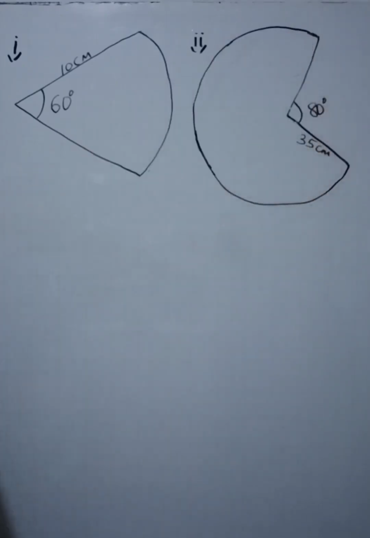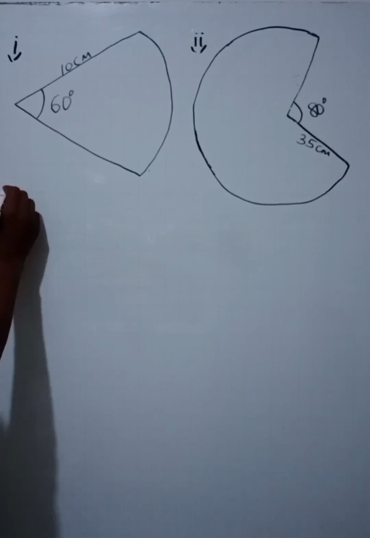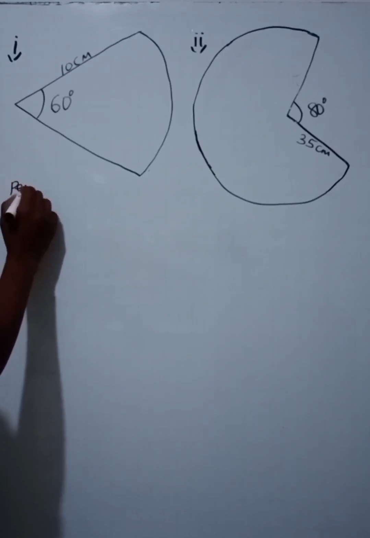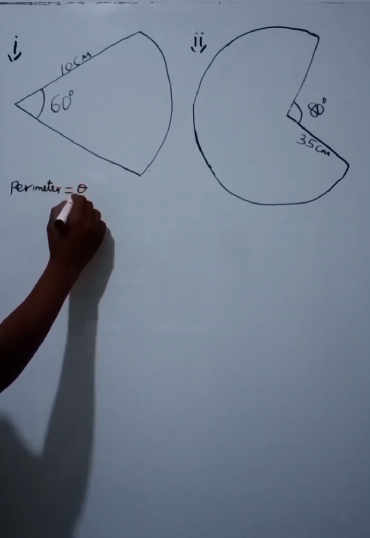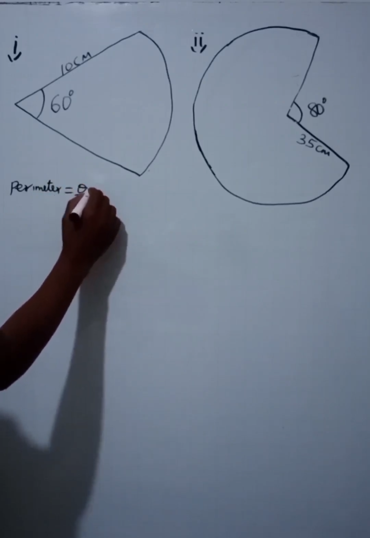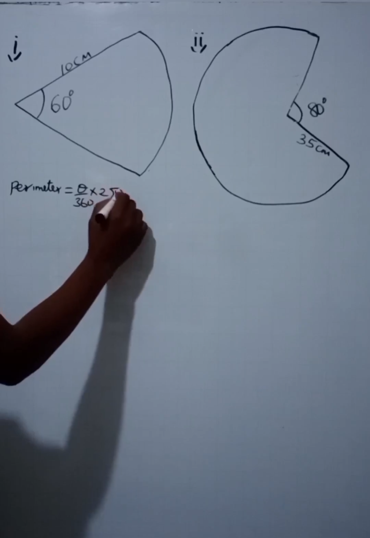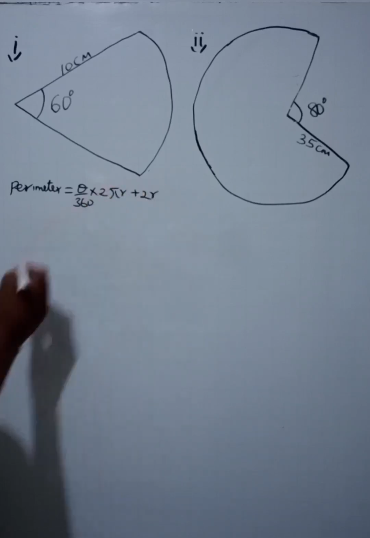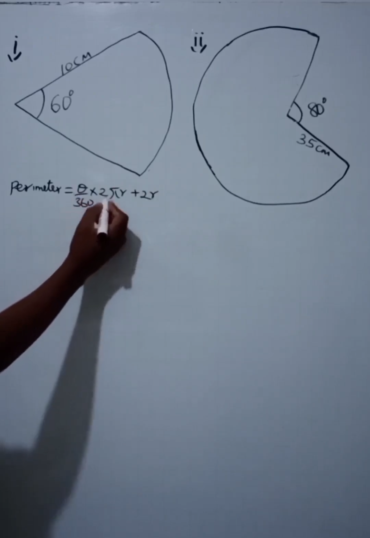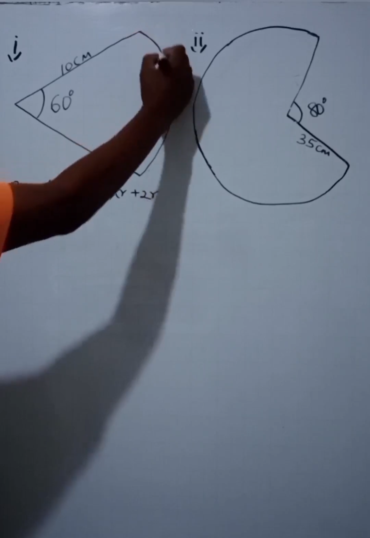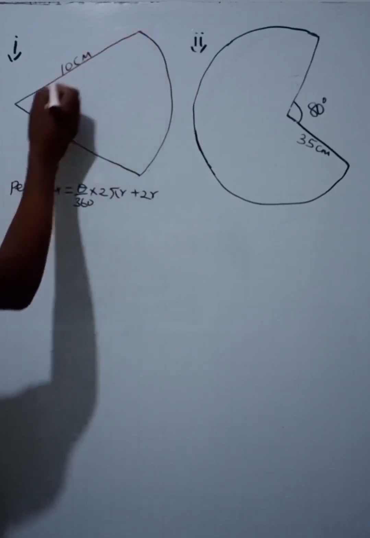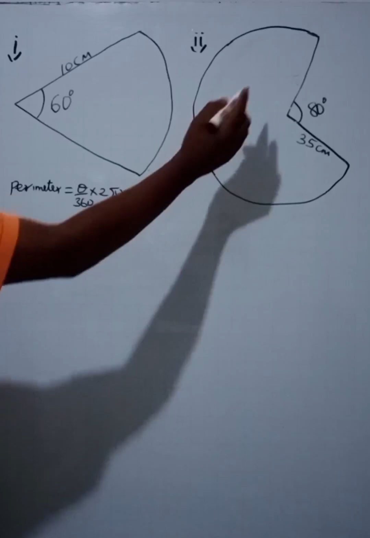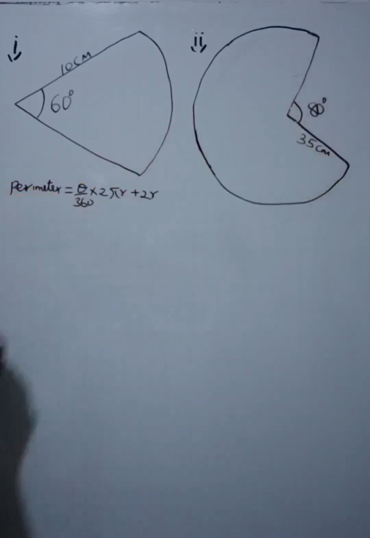The second case, the perimeter refers to the distance from here all the way up to here. So the formula for calculating the perimeter of a sector is given as perimeter is equal to theta over 360 times 2 pi r plus 2r, where theta over 360 times 2 pi r is the length of the arc, and then 2 times the radius is from the fact that we need to add this length and this one here, or this one and this one in the second case.